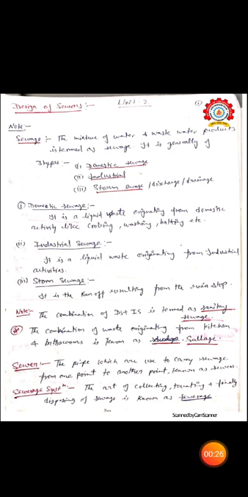It is generally of three types: domestic sewage, industrial sewage, and storm sewage. Domestic sewage is the liquid originating from domestic activity like cooking, washing, and bathing. Industrial sewage originates from industrial activity. Storm sewage originates from the runoff due to the rain. The combination of domestic sewage and industrial sewage is termed as sanitary sewage.